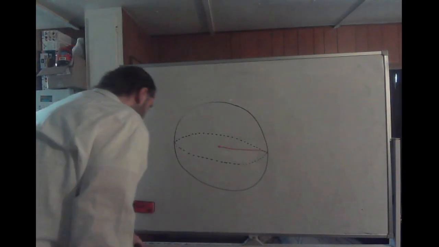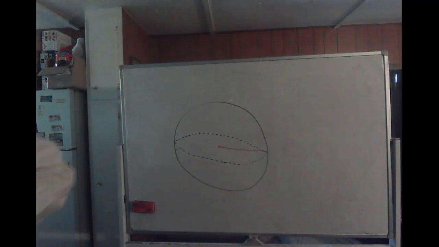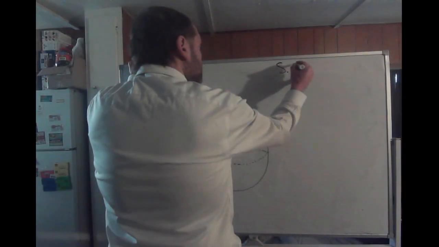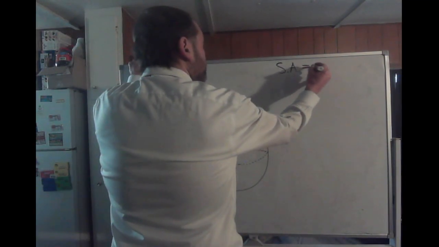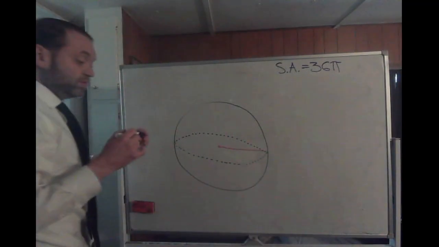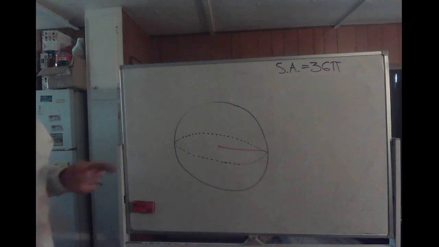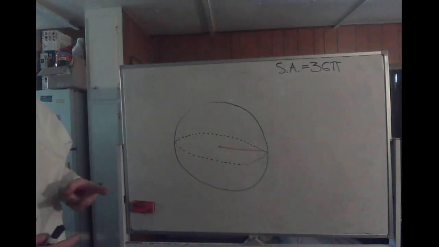So as you see, finding the surface area and volume of a sphere is relatively straightforward. What do they give you this time? They give you that the surface area is equal to 36 pi square units. So they only give you the surface area to start with. You still have to find the radius and you've got to find the volume of the sphere.